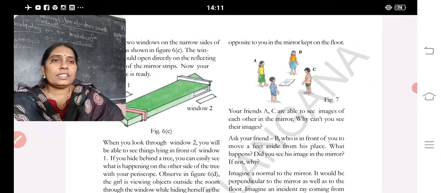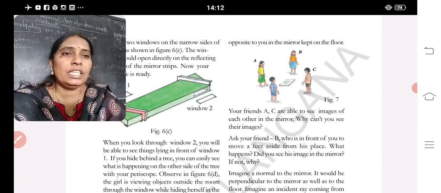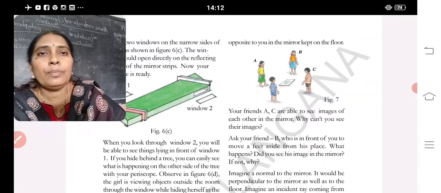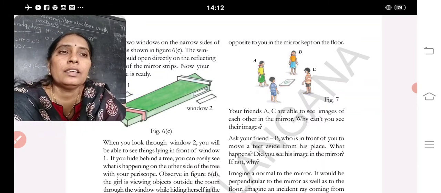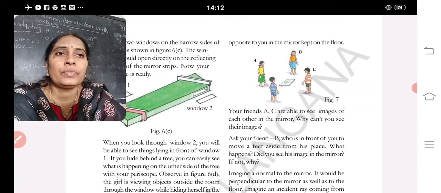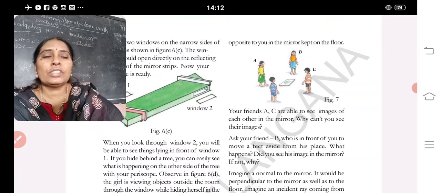Your friends A and C are able to see the images of each other in the mirror. Why can't you see the image? A, B, C are 3 friends. They are standing on either side of the mirror, and A and C are opposite each other, and A and C can see their images in the mirror, but why can't B? Ask your friend B, who is in front of you, to move a foot aside from his place. What happens? Did she see the image in the mirror?